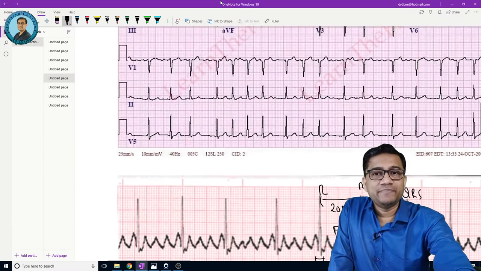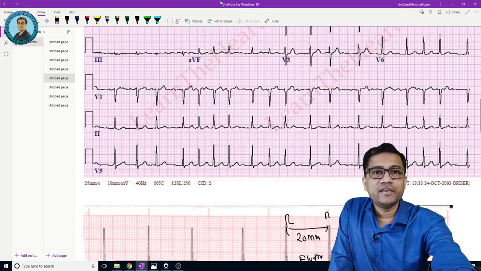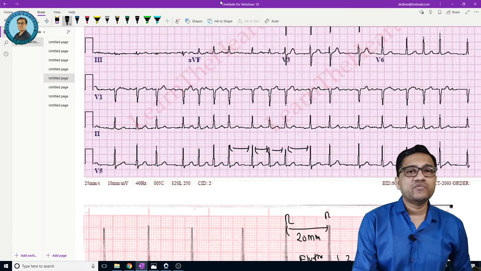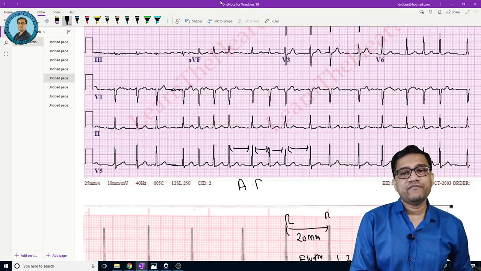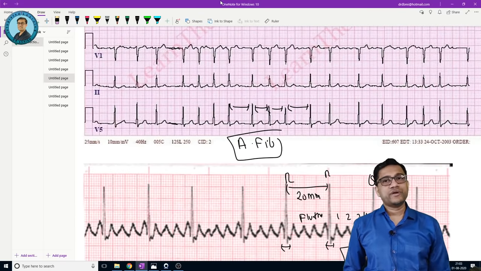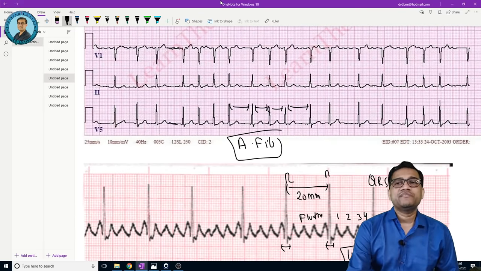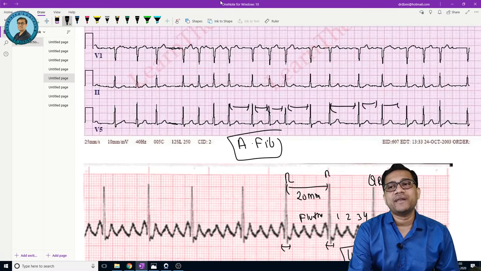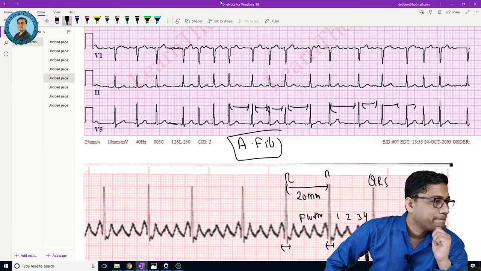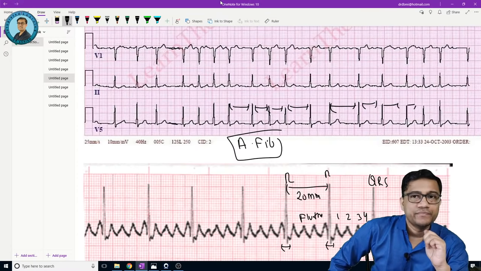And here you see again an irregular RR, but there is not much tachycardia. Yes, slight is there, but not that much. And here there is disturbance. These are the fibrillatory waves, atrial fibrillation. Are you clear? So heart rate can be normal, but there is a variable RR. Can you see? Some are increased, some are less. This is the classical atrial fibrillation presentation. Are you clear?